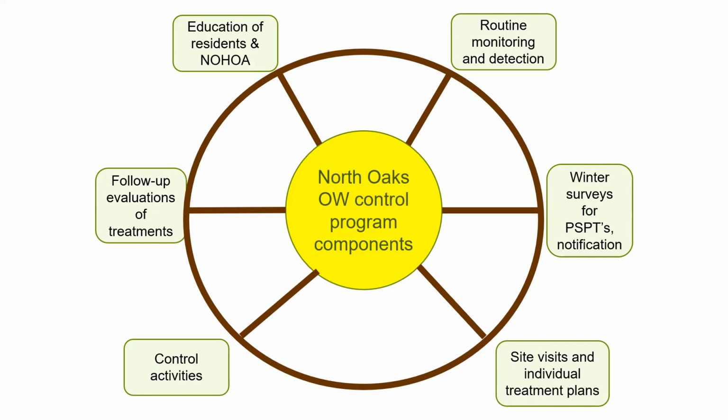So this graphic provides an overview of the city of North Oaks oak wilt management program by different components that I've laid out here. You know, it just involves different things. Routine monitoring and detection, of course, is essential, and quick action. So site visits and development of these individual treatment plans, and then applying those treatments. There are winter surveys that are done for those potential spore producing trees and removing those trees, etc. Follow-up evaluations of treatments, and then possibly retreatment as needed. And education is key, also just so homeowners understand what's going on.